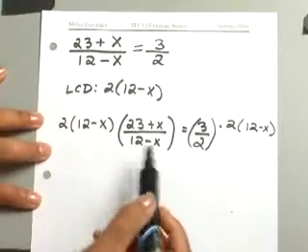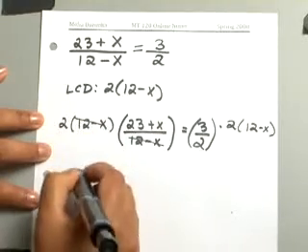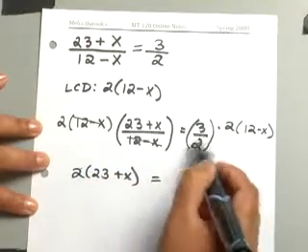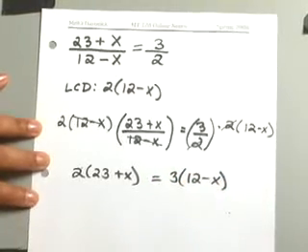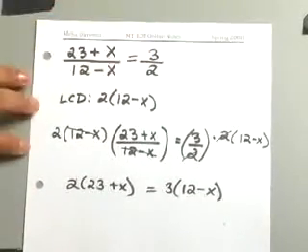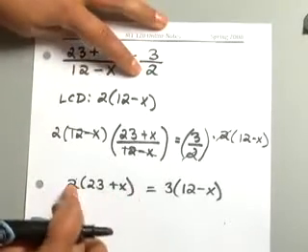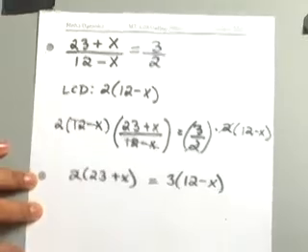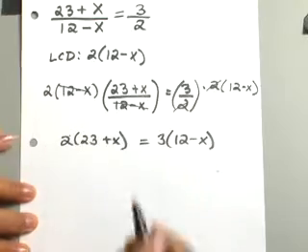You will see what happens here. The 12 minus x and the 12 minus x cancel out, and you're left with 2 times (23 plus x). On the other side, the 2 and the 2 cancel out, leaving 3 times (12 minus x). That's the same thing you would have gotten by cross multiplying: (23 plus x) times 2, and (12 minus x) times 3. Either way, you come up with the same problem.